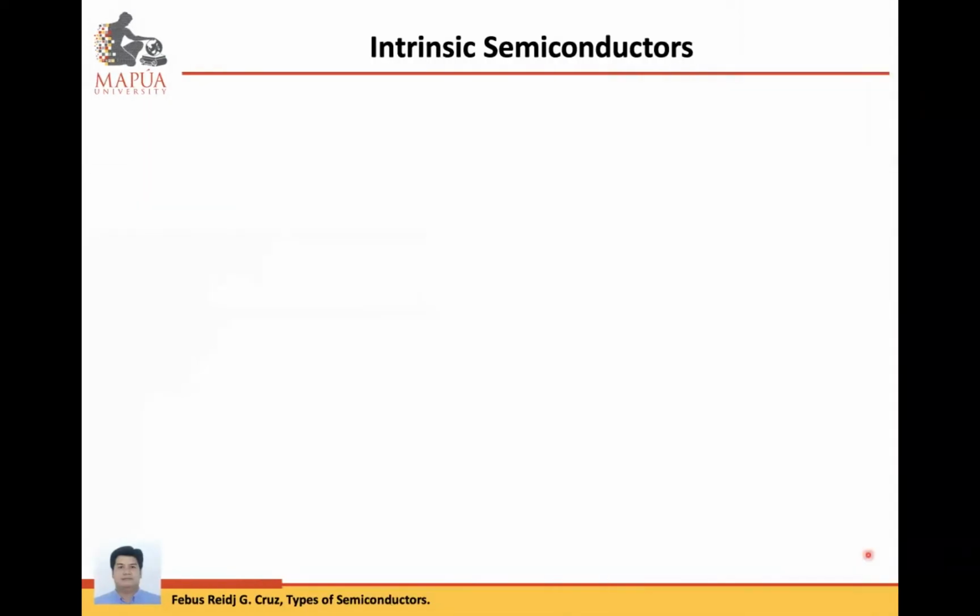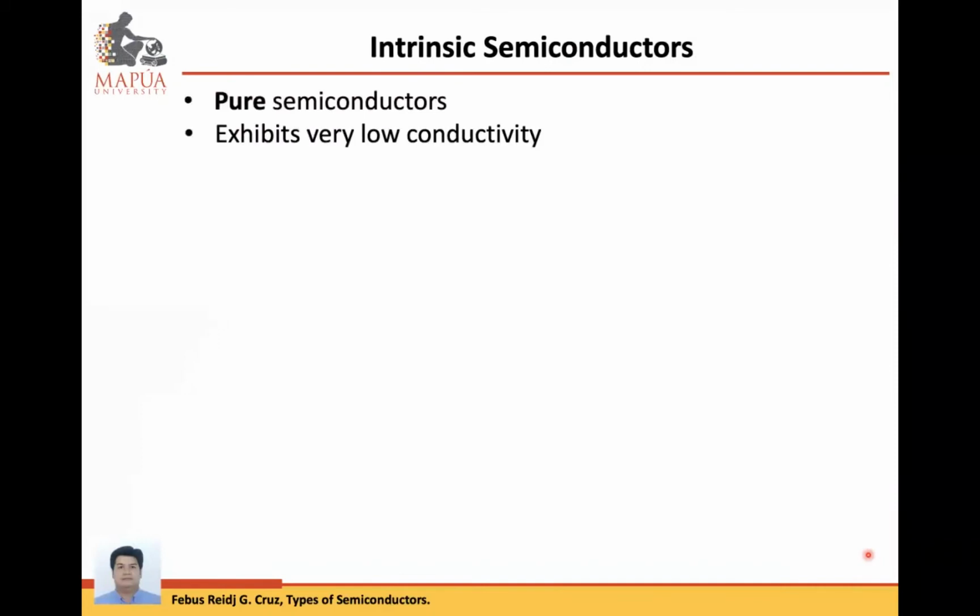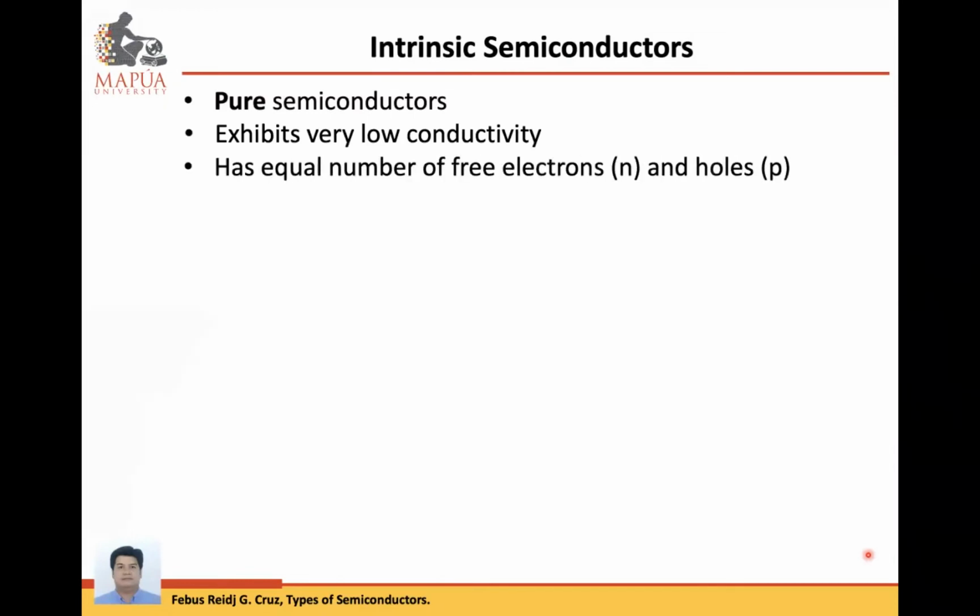Now for the intrinsic semiconductors, again, these are pure semiconductors. And because of completely filled valence, pure semiconductors exhibit very low conductivity. So yun yung pinaka-problem sa kanya, no? And they have equal number of free electrons and number of holes. So we are going to denote number of free electrons using letter N and the number of holes using letter P. So N for negative, P for positive holes.